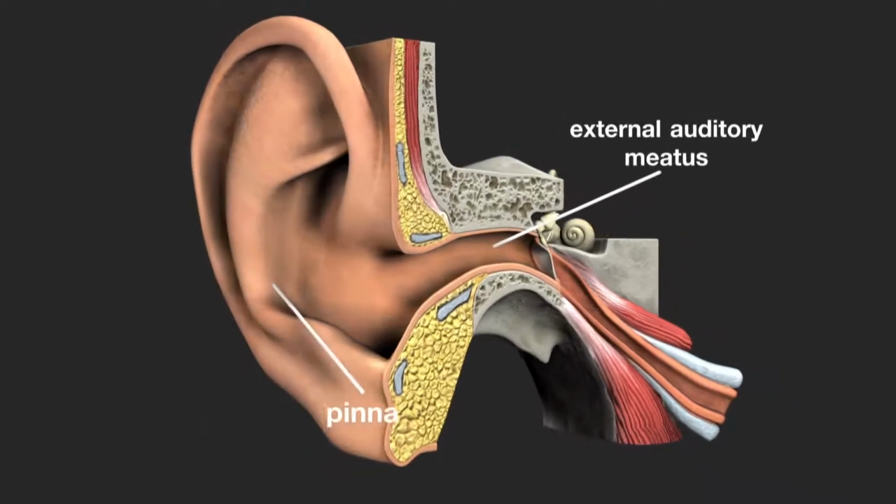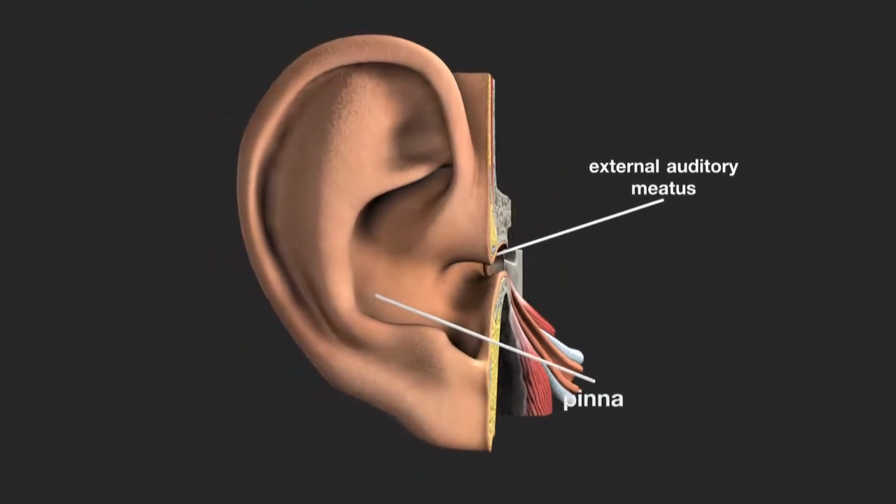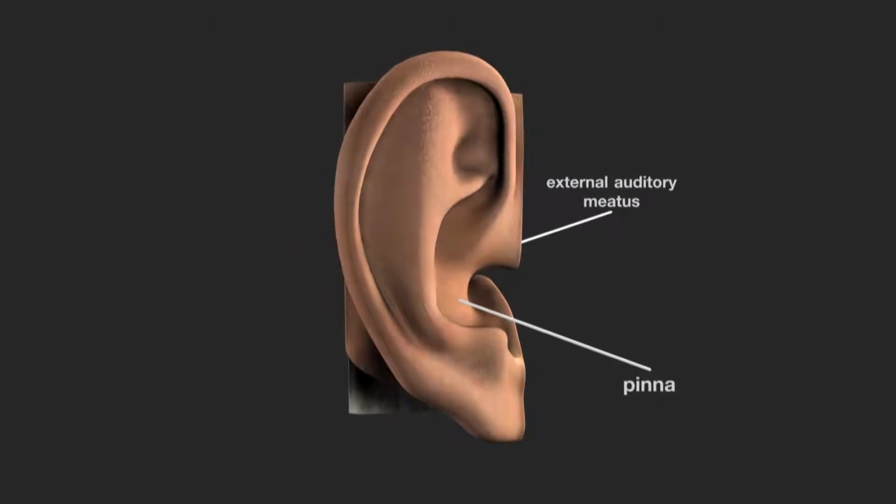The shape of the pinna also helps to detect where sounds are coming from in the vertical plane, that is, from above or below the ear.